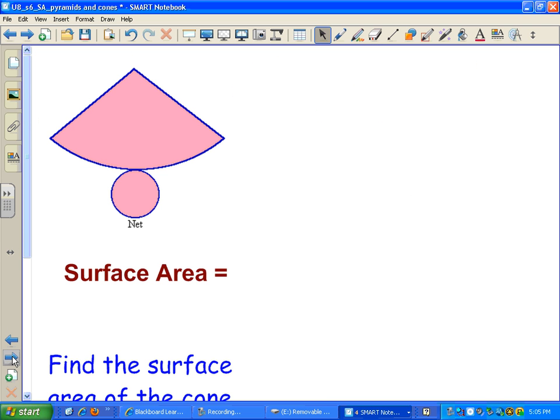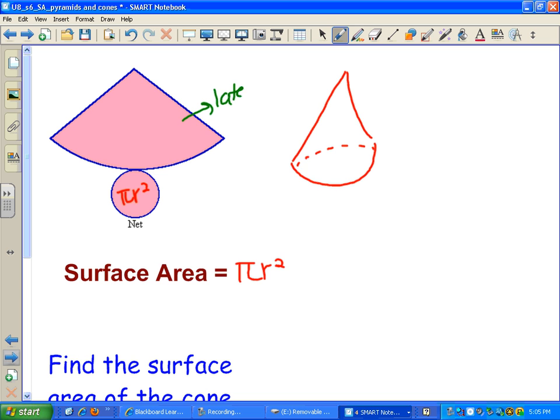Let's find the surface area of a cone. So we know that a cone looks something like this. And when we open up the net, we have the base. And in this situation, the base is a circle. And so area of the circle is pi r squared. And then we have this lateral area. Okay, so this is the lateral area.